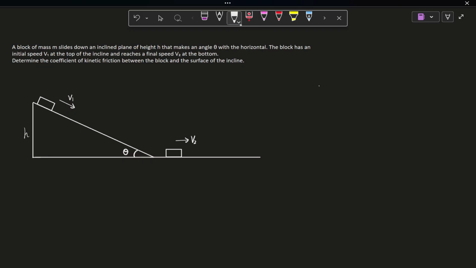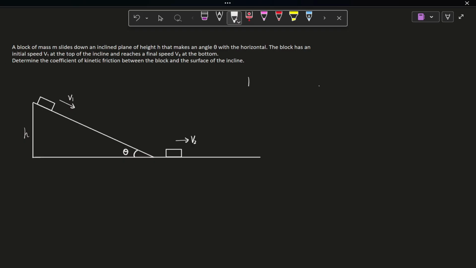So for this type of conservation of energy question, the first thing you need to do is write down the equation of the conservation of energy. First, let's analyze what type of energy exists when the block is at the top. The block is moving at an initial speed v1, right? So it definitely has kinetic energy, and it is h above the ground, so gravitational potential energy exists.